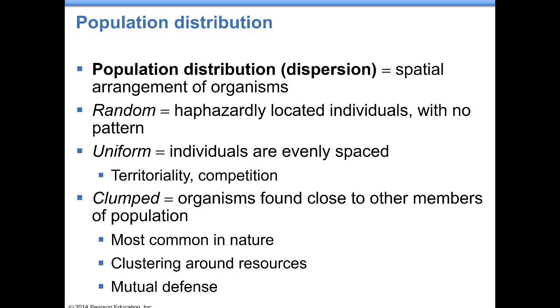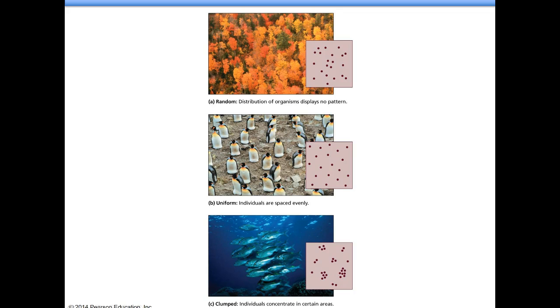And then we're going to look at clumped. Clumped is where organisms are going to be found very close to other members of a population. Clumped is the one that's most common in nature because they tend to cluster more around the resources that they need. And a lot of times the organisms in these communities, it helps them defend each other. So it's a mutual type of defense mechanism to be clumped. So let's take a look at those pictures.